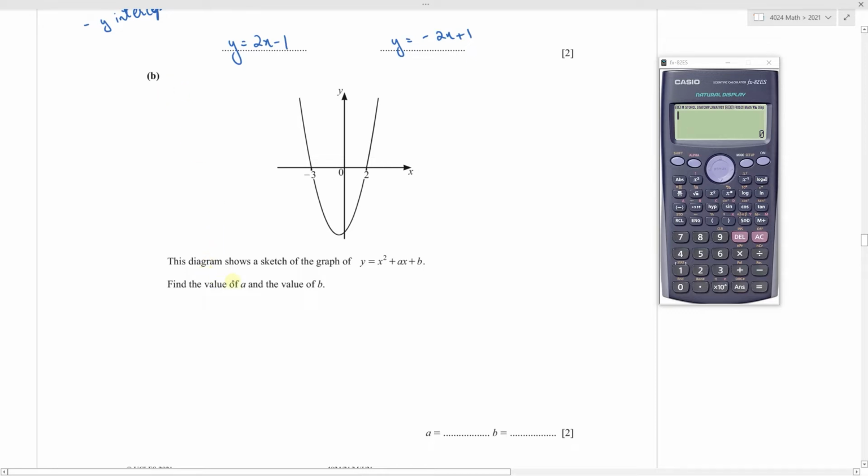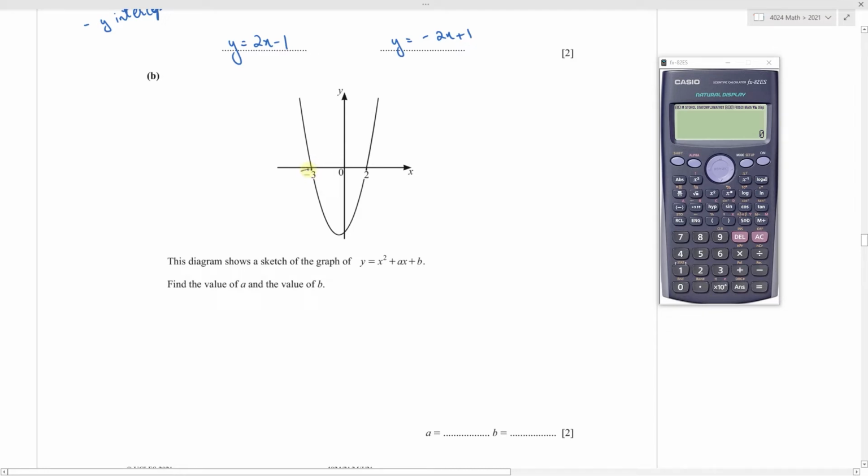Part B: the diagram shows a sketch of the graph y equals x squared plus ax plus b. Find the value of a and the value of b. You're given that this graph passes through the x-axis when x is minus 3 and when x equals 2. So we can substitute these values into the equation.